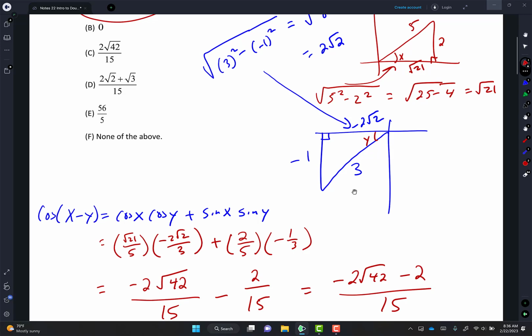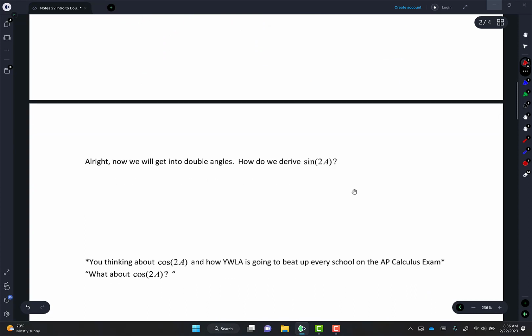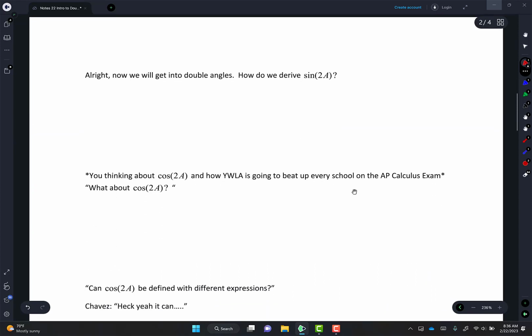Okay. All right. Let's derive these. Of course, like every time, guys, I don't want to be that teacher who just gives you the formulas. I want to make sure that you know that all these formulas come from somewhere. So how do we derive sine 2a? We got to know one formula. Do you know what sine of x plus y is? Yeah, that's sine x cosine y plus cosine x sine y.